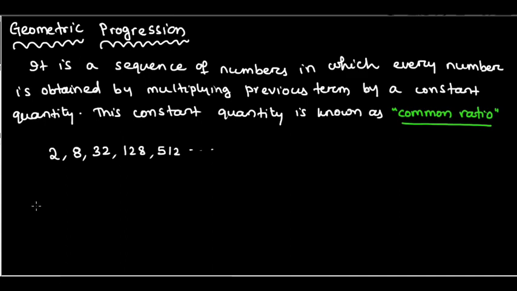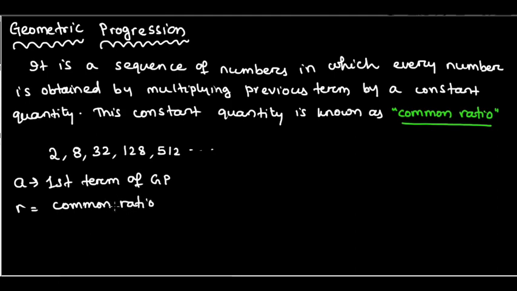So in general, if I say that A is the first term of GP or geometric progression, and R is the common ratio, then what will be the series of GP? The first term is A, the second term will be A into the common ratio, that is A into R. The third term is A into R square, because to get the third term I have to multiply R with the second term. So AR into R will be AR square.